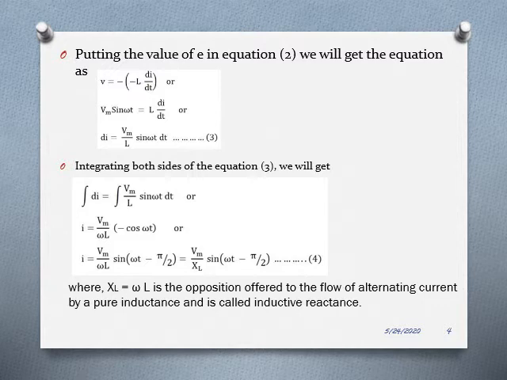This XL or inductive reactance, which is equal to L omega, is the opposition offered to the flow of alternating current by a pure inductance. Just like in a pure resistive network, we said that the opposition to the flow of current is called resistance. In a pure inductive circuit, the opposition offered to the flow of current is inductive reactance.